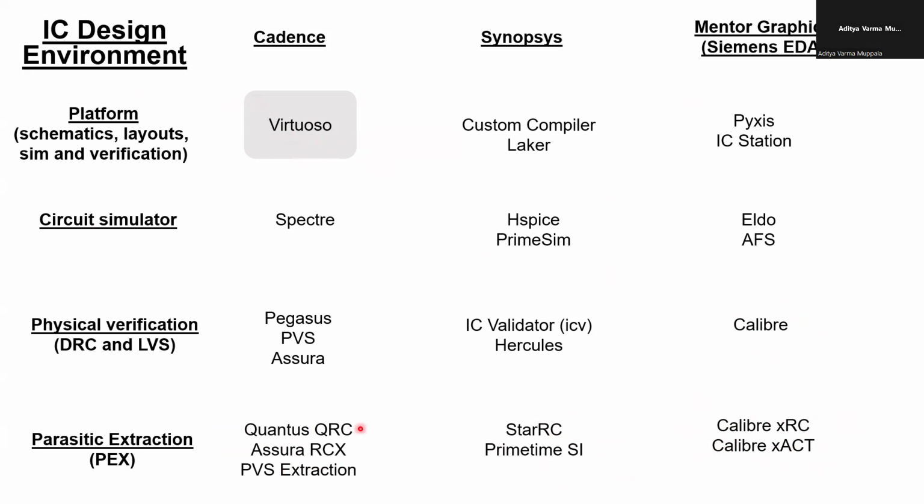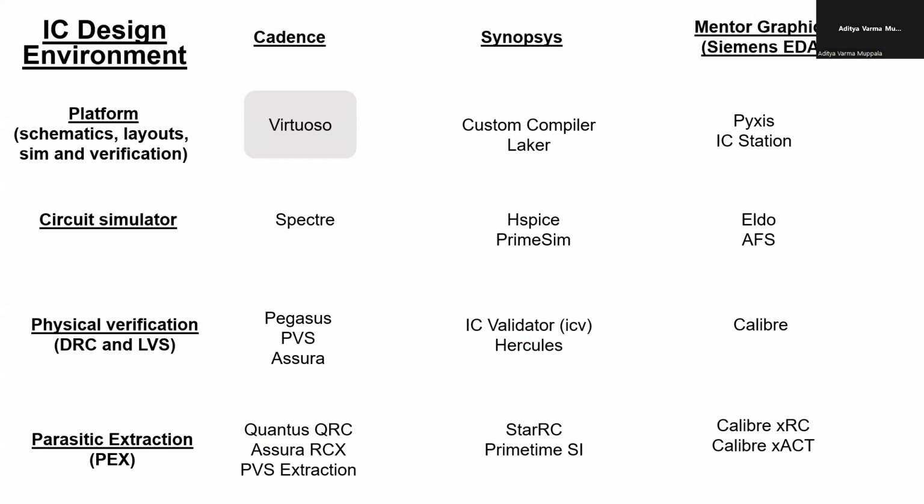But in this series, we're going to use the GPDK from Cadence itself, so we will stick to this vertical. We'll use Virtuoso, Spectre, I think PVS or Pegasus, I'll have to decide later, or Assura, and Quantus QRC for the extraction. So this is a general overview of the IC design environment. Once you get an idea of this, we'll see these names popping up again and again, so it's good to keep this in the back of your head.